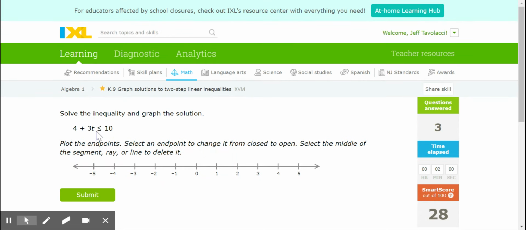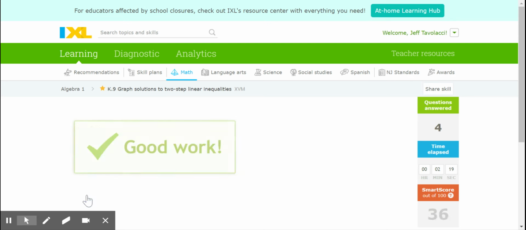Okay, 4 plus 3t is less than or equal to 10. I'm going to subtract 4 from both sides. That gives me 3t is less than or equal to 6. Divide 6 by 3, and that gives me t is less than or equal to 2. 2 is my boundary. I want to include that point and everything that is less than that.